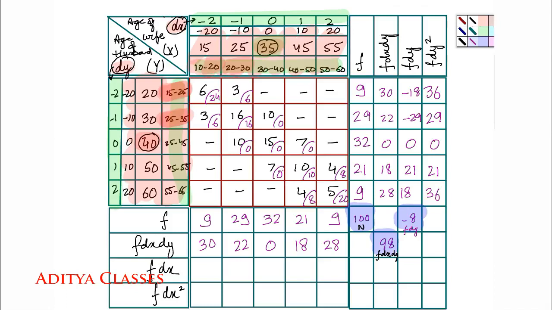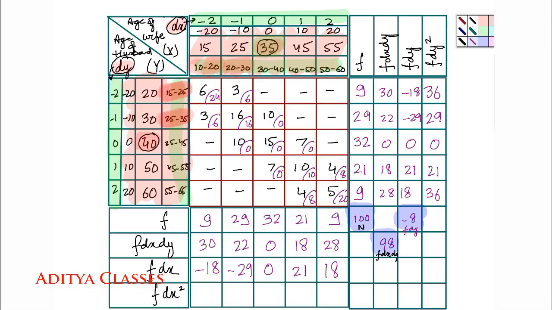Task on hand: f dx, f multiplied by dx. 9 multiplied by minus 2, giving me minus 18. 29 multiplied by minus 1 is minus 29. 32 multiplied by 0 is 0. 21 multiplied by 1 is 21, and 9 multiplied by 2 is 18. So these are my values of f dx.